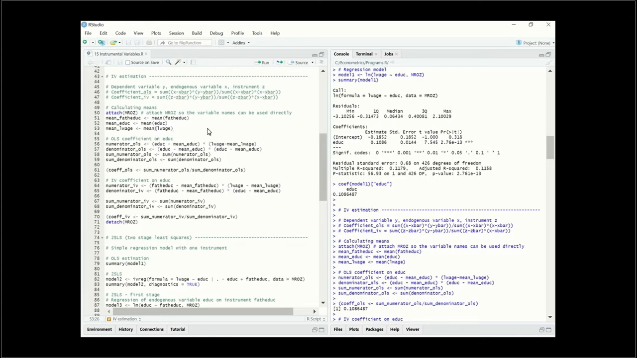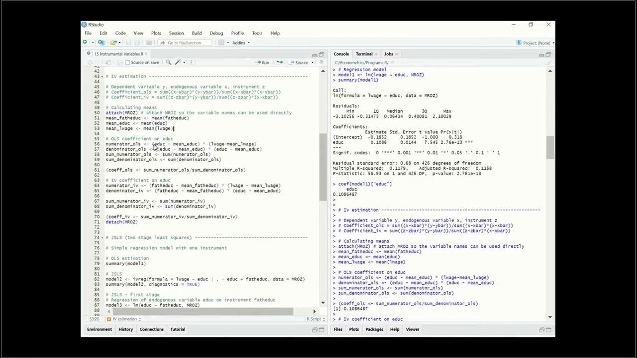So here we would have that father's education would be an instrument for the endogenous variable education, and this is our dependent variable y. So this is y, and this is x, and this is z in this case. So let's calculate the OLS coefficient.